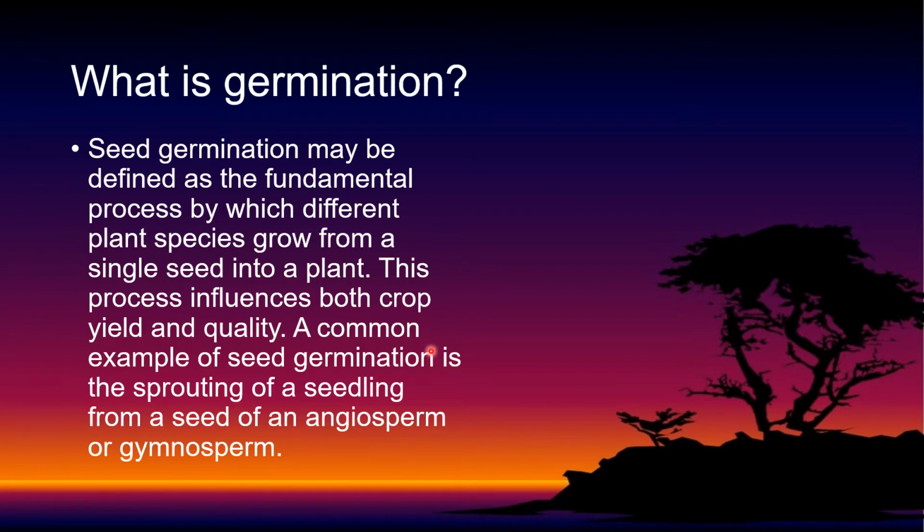So germination is defined as a fundamental process because it is growing the plant species, and when we sow a seed we get a plant. Then the tree has flowers, and then again we have a seed. This is the germination cycle.